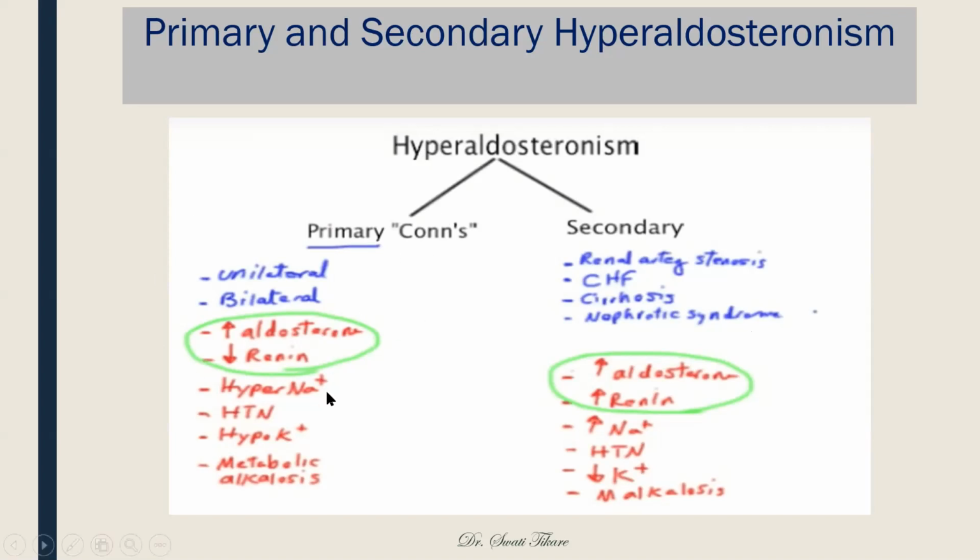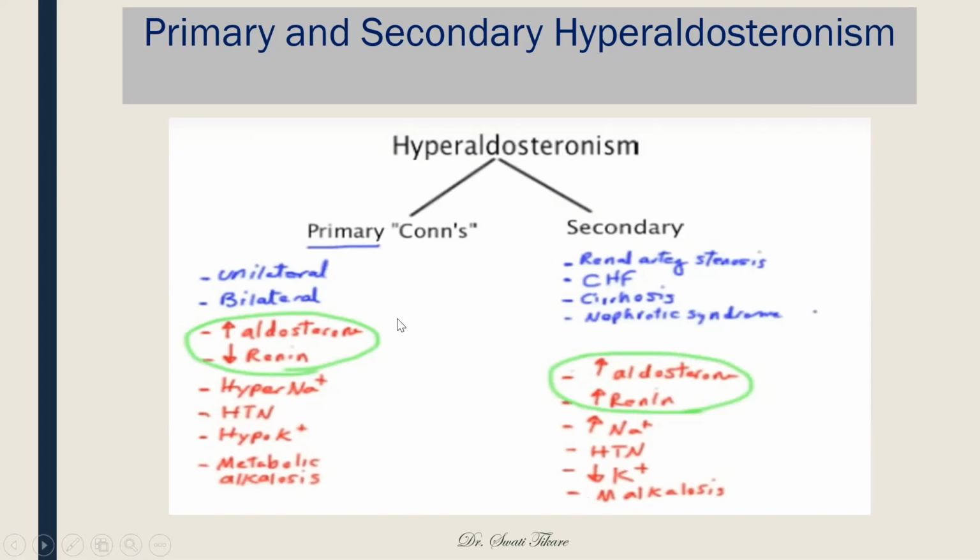Next, we will come back to the features of hyperaldosteronism in primary and secondary. This part I'll come to at the end. Already, what we have seen, if there is more aldosterone, it is going to increase sodium absorption. So there is hypernatremia, increased ECF volume leading to hypertension, then hypokalemia, and H plus is released, so there is metabolic acidosis. These are the features. The same features are there in secondary hyperaldosteronism: hypernatremia, hypertension, hypokalemia, and metabolic acidosis.